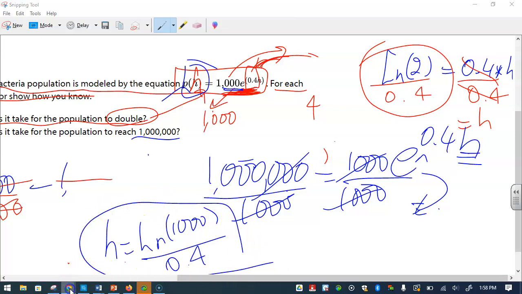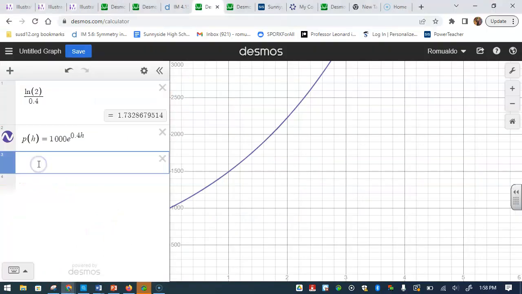Let's try to figure it out. I'll put ln of 1000 divided by 0.4, and you get 17.25 or 26 hours, and that's it, and you're done. So hope that helps. So you do the calculation and figure it out.